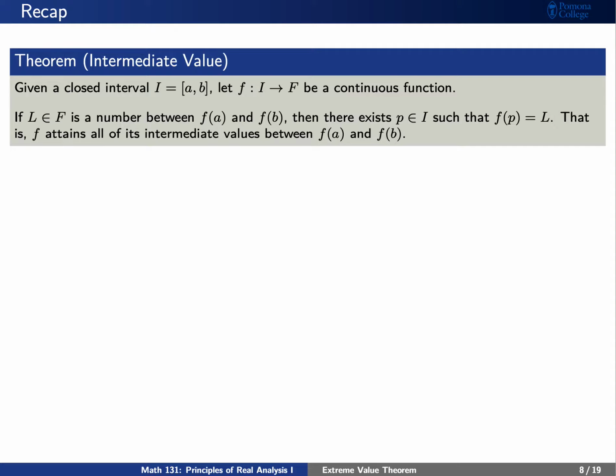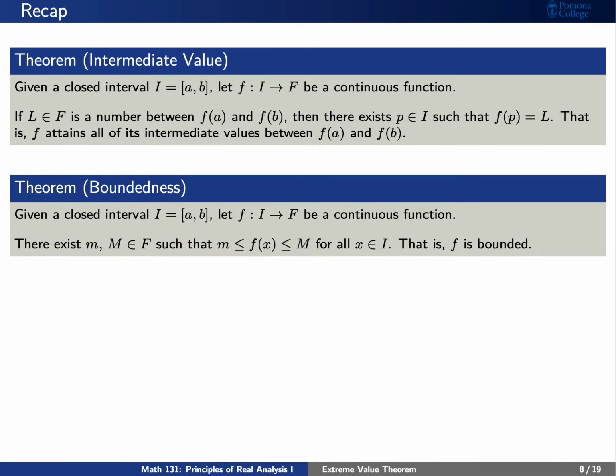The first of our three theorems is the intermediate value theorem. Let's pick a number L that is between f of a and f of b. Then there exists a point P in the closed interval such that f of p equals L. That is, our continuous function f attains all of its intermediate values between f of a and f of b.